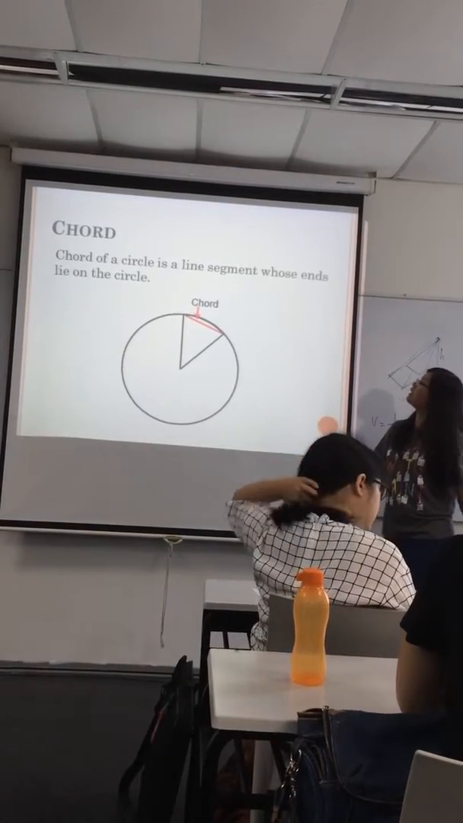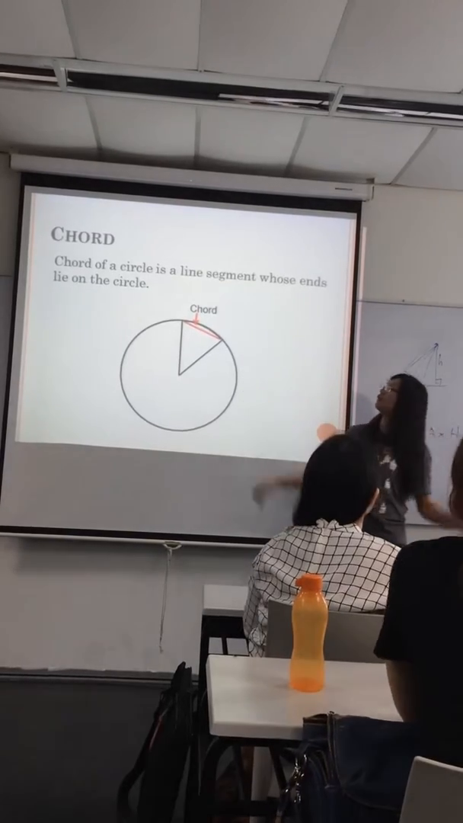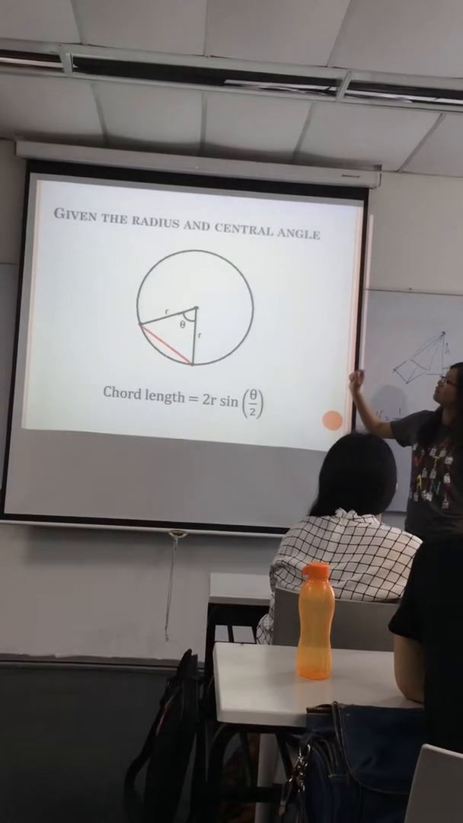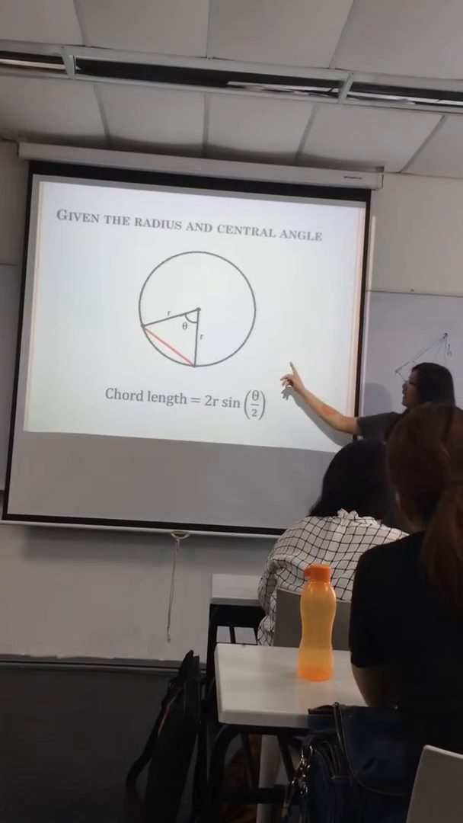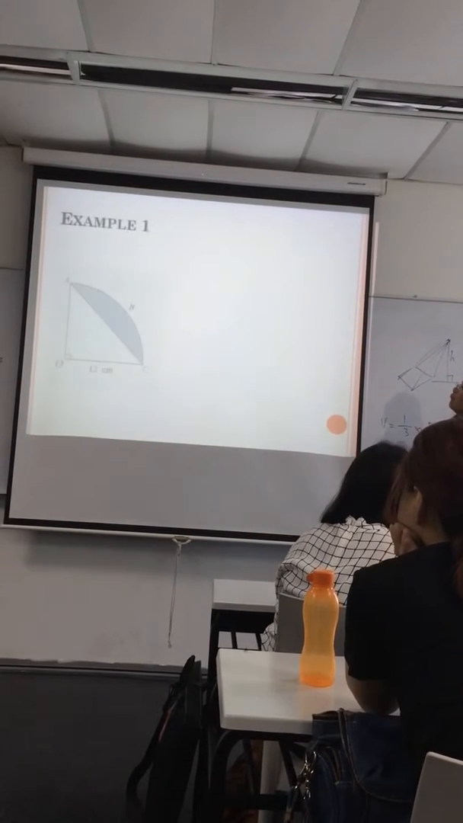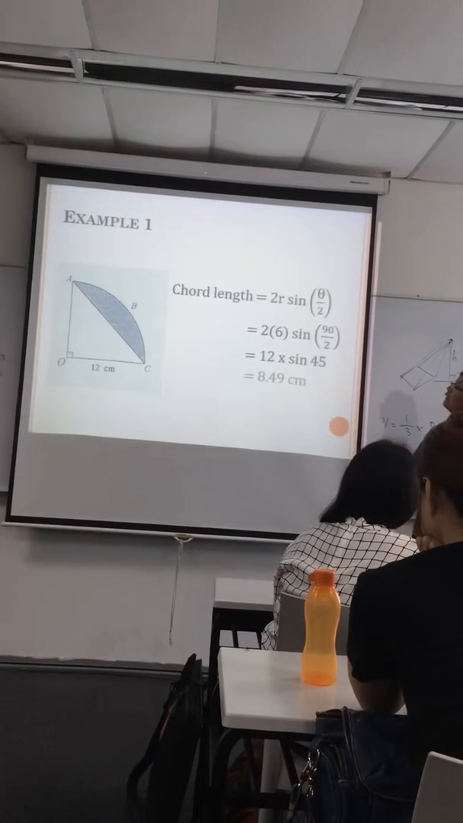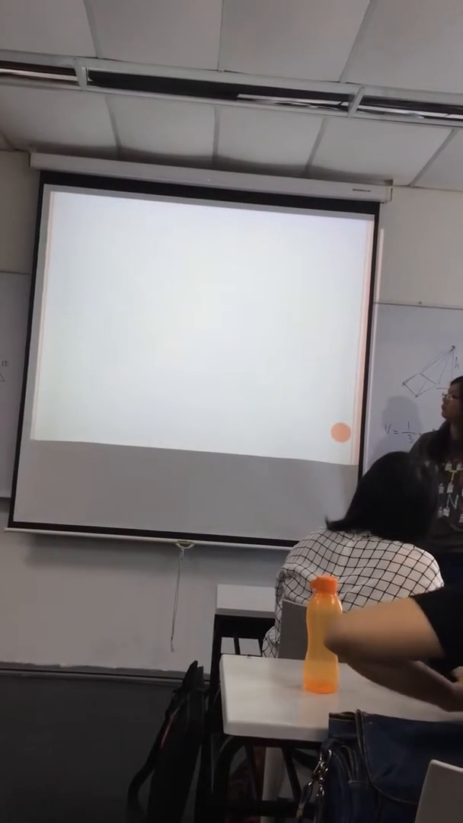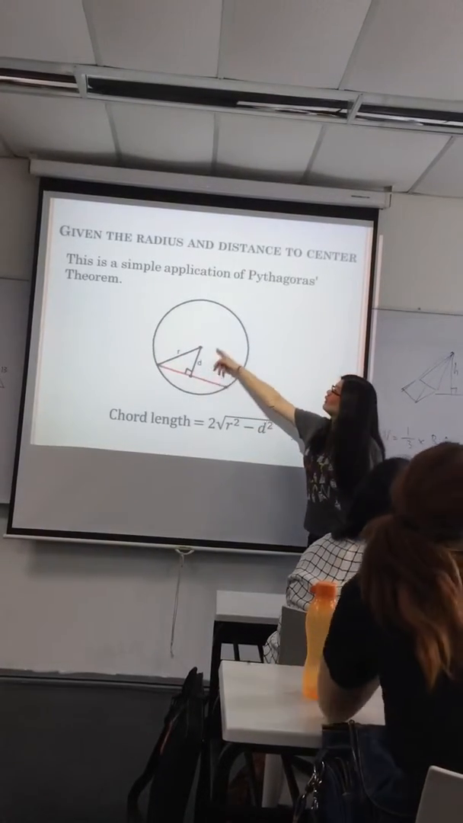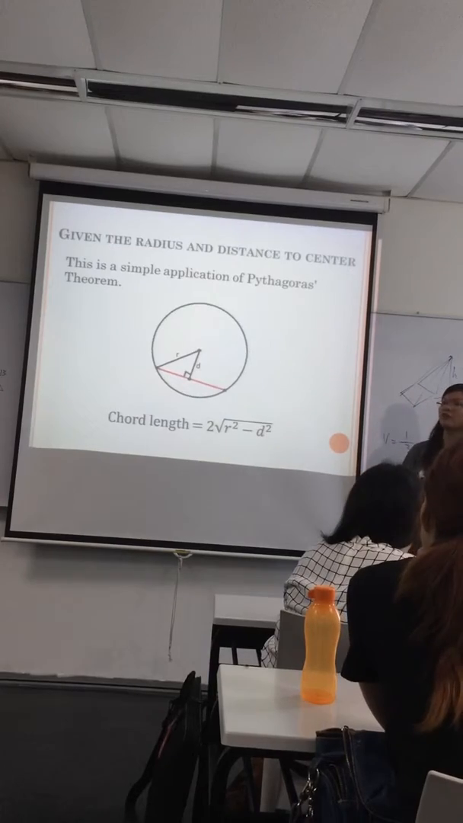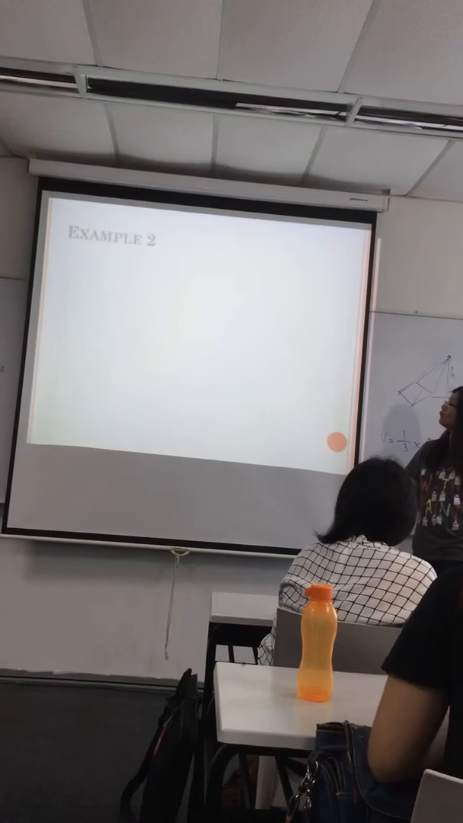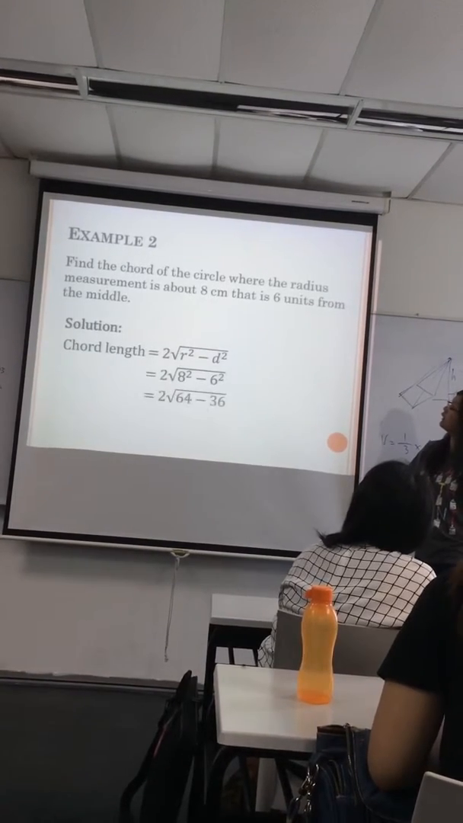Chord of a circle is a line segment whose ends lie on the circle. If you are given the radius and the central angle, you can just use this formula to find the chord length. So here is the example. If you are given the radius and distance to the center, you can use this formula. This formula is a simple application of Pythagoras' theorem. So here is the example.